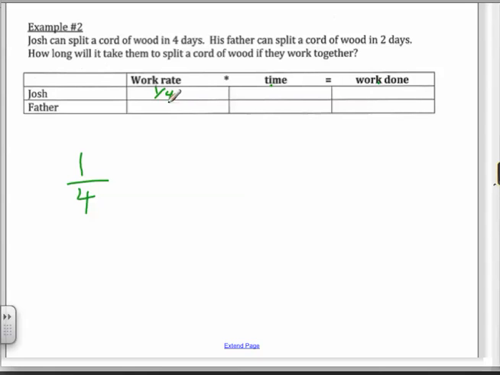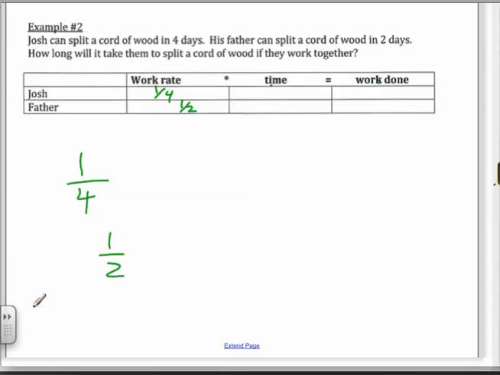Okay, let's think about this. It says his father can split a cord of wood in 2 days. Okay, well, his rate is 1/2. You agree? Okay, so I'm going to write 1/2. There. How long will it take them to split a cord of wood if they work together? Now, the dad's working faster than the son. Okay? The son's probably a little kid.